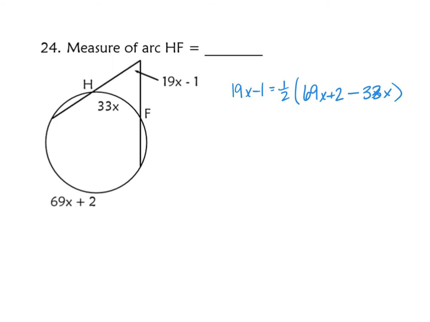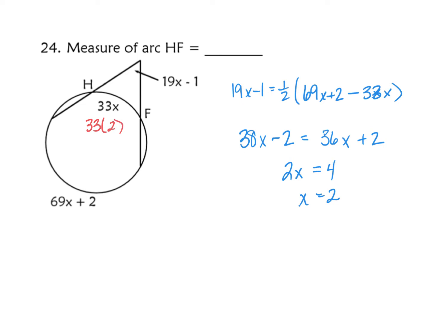All right, so first thing I'm going to do 2 steps. I'm going to clear my fractions by multiplying by 2, and then I'm going to combine my like terms on the right side. So multiply by 2, and I have 38x minus 2 equals 69x minus 33x, which gives me 36x plus 2. If I subtract 36x, I have 2x. Add 2 to both sides, I have 4. So here x is going to equal 2. Now I do want to find the measure of HF, right? So I need to take 33 times 2, which is 66.